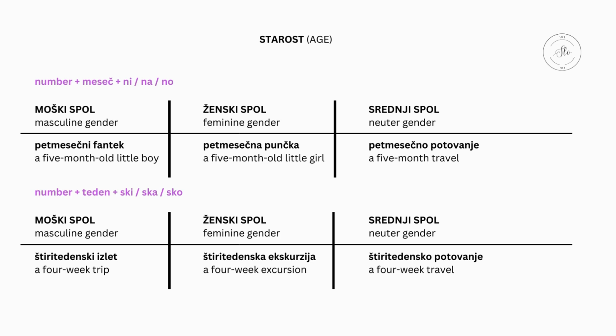In the case of weeks, first we put a number, then teden, then suffix ski for masculine gender, suffix ska for feminine gender, and suffix sko for neuter gender. Let's look at examples.